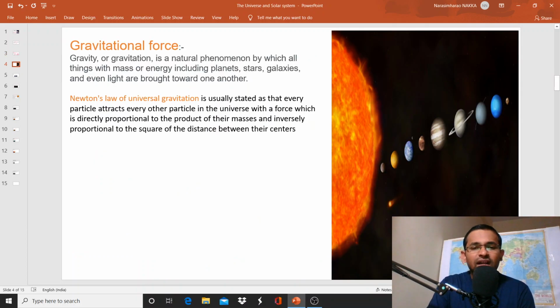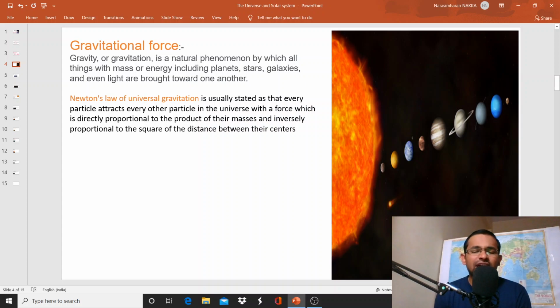So the next thing is gravitational force. You have to understand gravitational force because the entire universe is bound together with the help of gravitational force. So what is gravitational force? Gravity or gravitational force is a natural phenomenon, that means a naturally occurring process by which all things with mass or energy, including planets, stars, and galaxies, are brought towards one another. That means gravitational force is the attracting force between masses. Because of gravitational force, this entire universe is packed together.